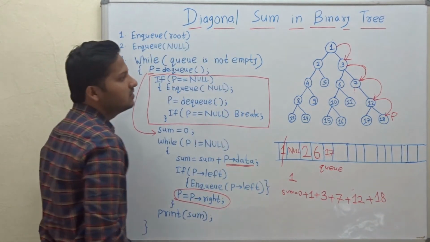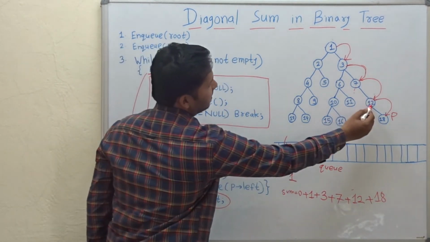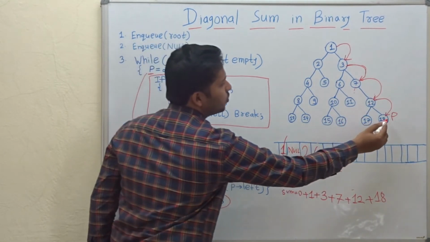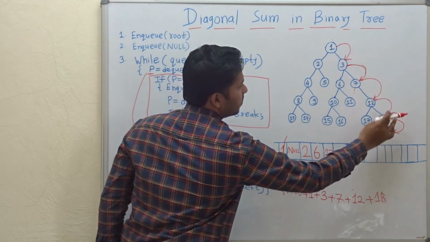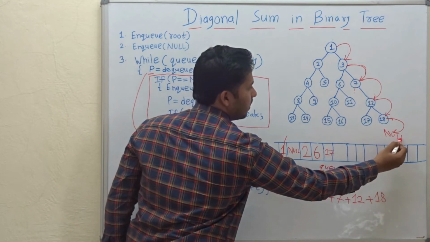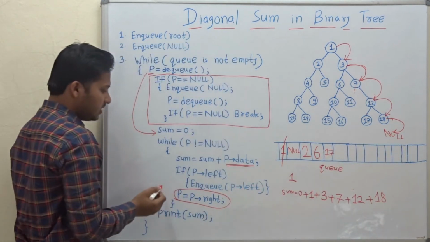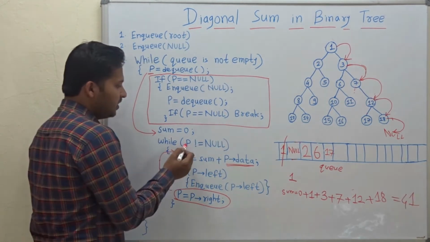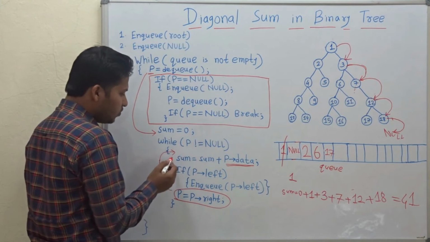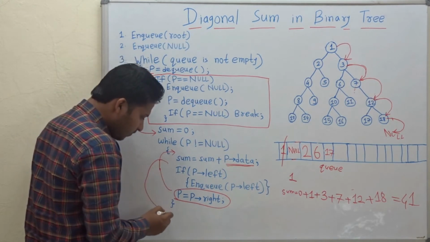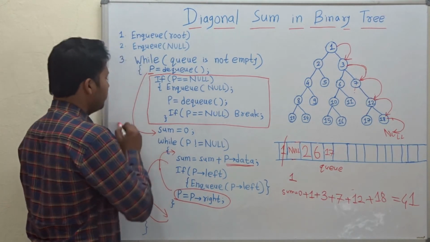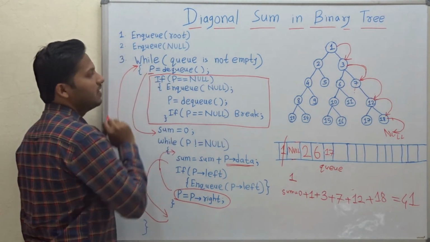We have added 18 and checked whether it has a left child. We have already enqueued it, so we have to move to the right now. The right is null. Yes, this is the condition when, in this while loop, P is equal to null. When P is equal to null, we come out of this while loop and go back to the beginning of the outer while loop.